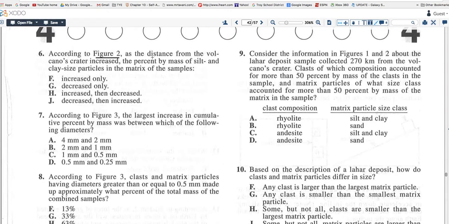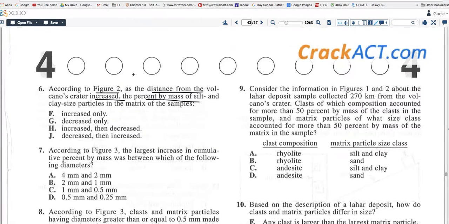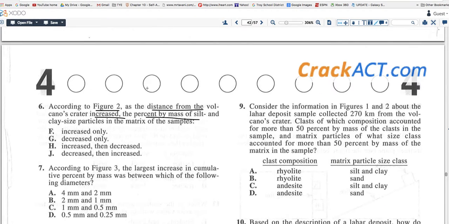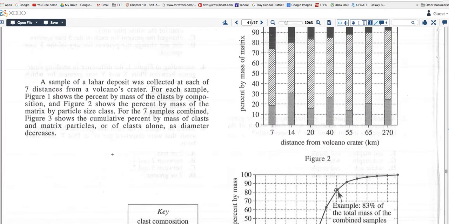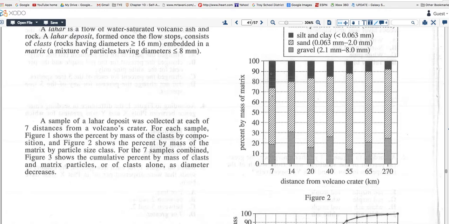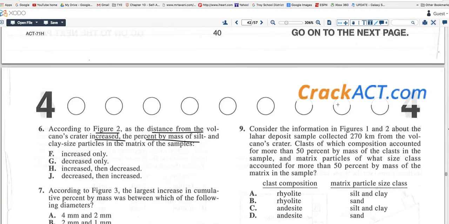So, will distance increase and then percent by mass of silt and clay? Good. So I'm going to go to figure 2, and I'm looking as distance increased, percent mass did what? So figure 2. Good. So as distance increased, so I'm going to the right. Always read your axes. So as distance is increasing this way, what is happening to my silt and clay, which is this dark one? So what is that doing? That's always decreasing. And that's going to be G.